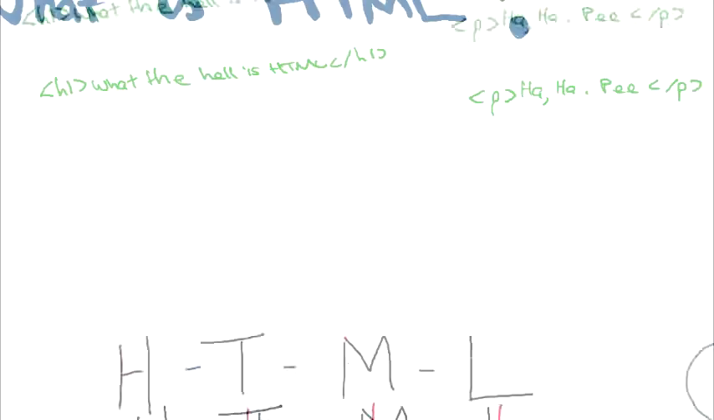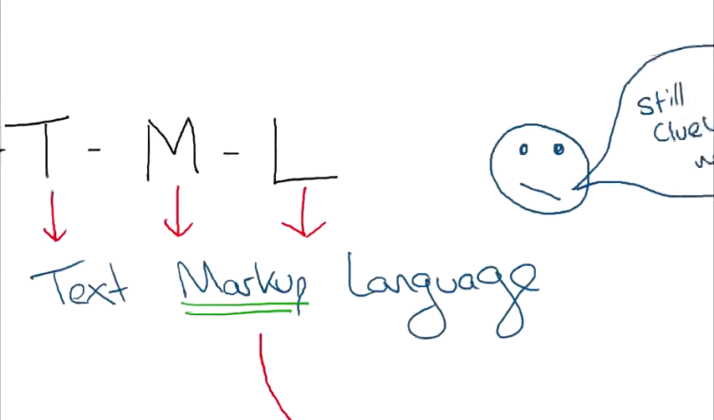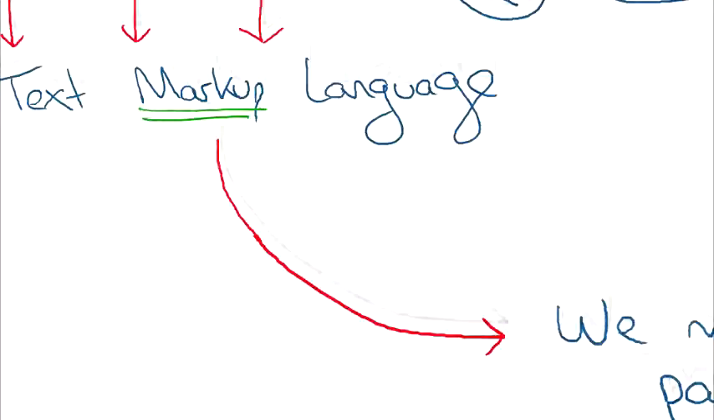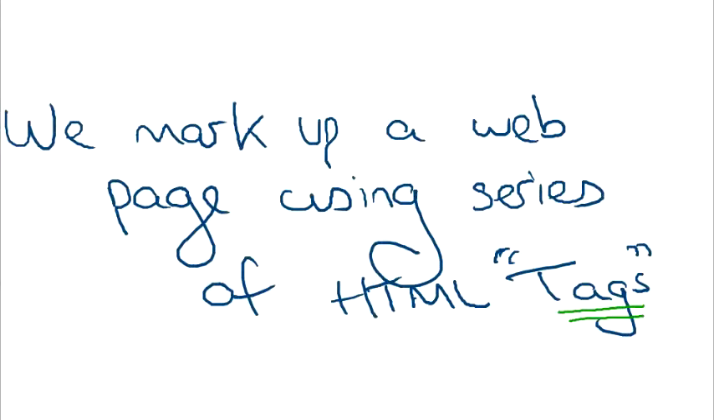So let's get started. HTML, to begin with, stands for Hypertext Markup Language. Now, I know what you're thinking. Still clueless, yeah? That means absolutely nothing to you, and I wouldn't blame you. It means very little to me either. But if we move on, we'll see markup. What we mean by markup is we're calling HTML a markup language. What this means is we mark up a web page using a series of HTML tags. Tags are something we're going to go into in more detail in a later part of this tutorial series, but for now, we'll just skip past that.